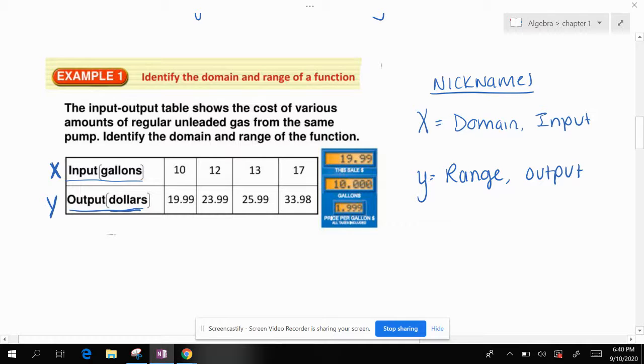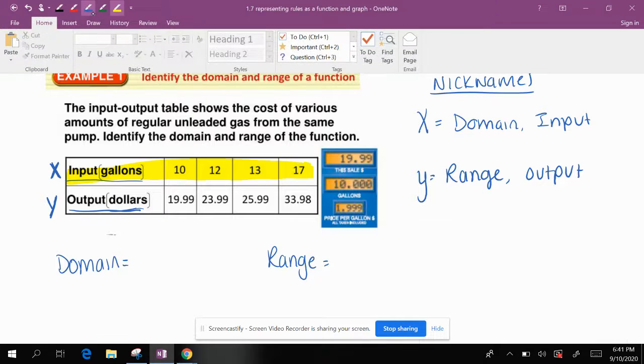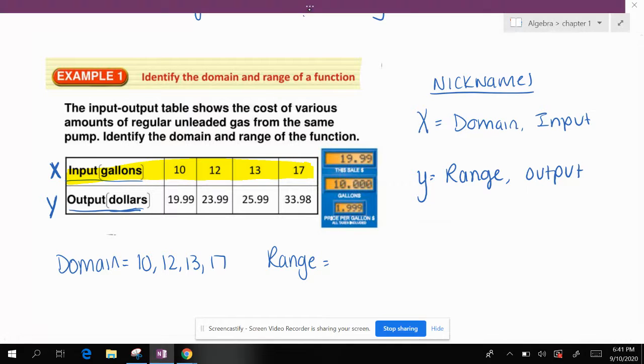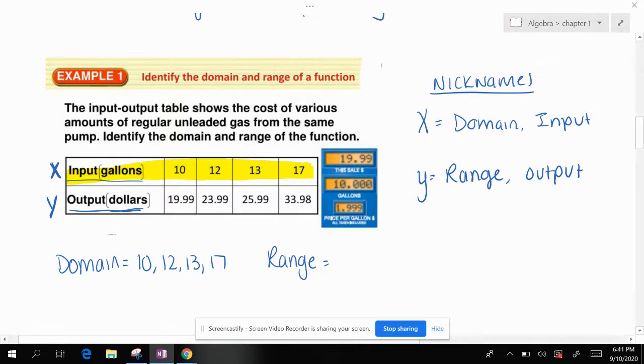So if I put 2 gallons in my car, the price is going to be different than if I put 10 gallons in my car. So we just want to list all the domains and all the ranges. All the domains are all of these numbers, 10, 12, 13, and 17. All the ranges are these numbers.